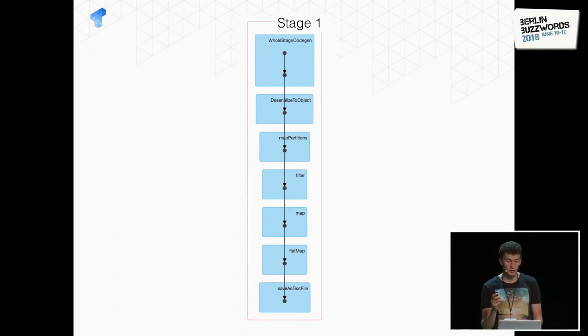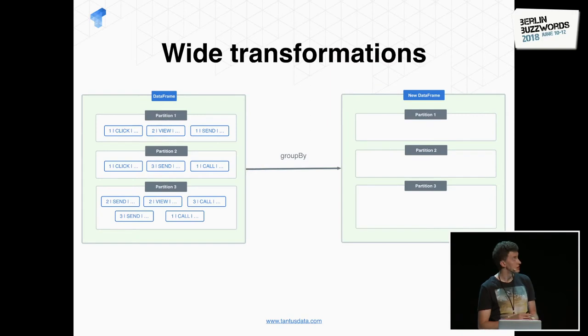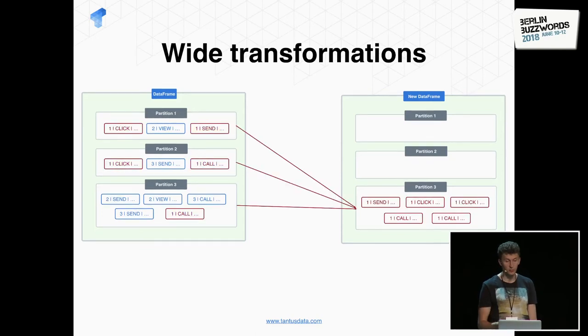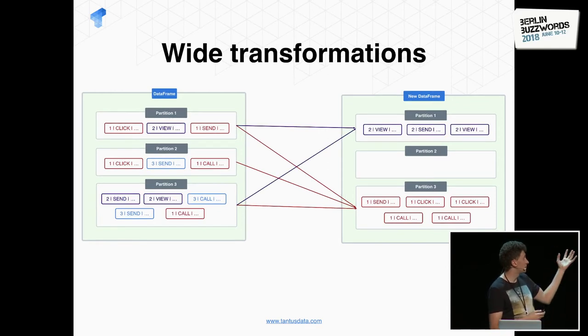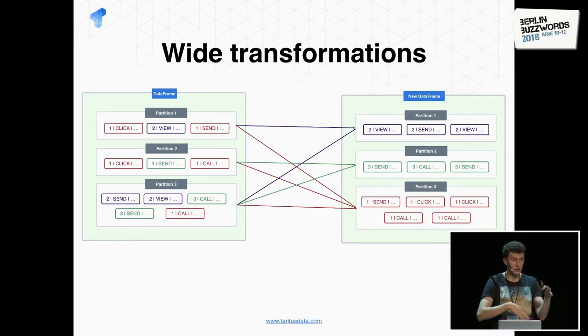But sometimes you want to do something more complex. For instance, you would like to group your events based on user ID and maybe do some further analysis. So what Spark will have to do is pull all the events with user ID 1 to one place, all the events for user ID 2 to another place, and so on. So we have many arrows, nodes are talking to each other, and a lot of data is being exchanged here.